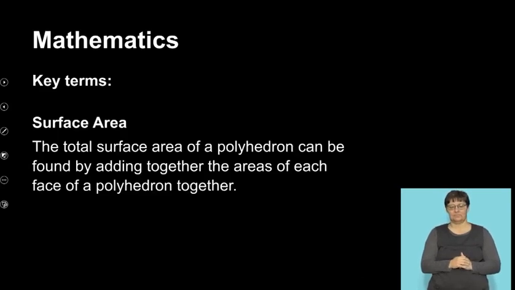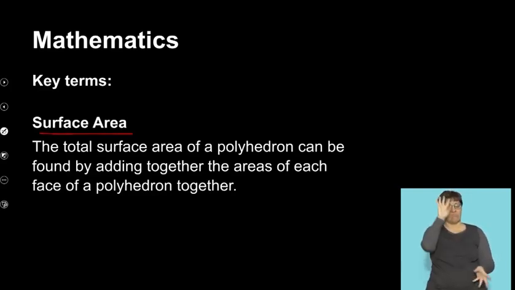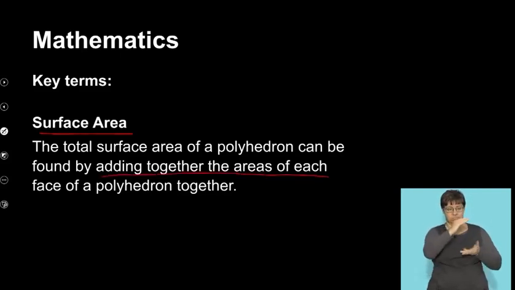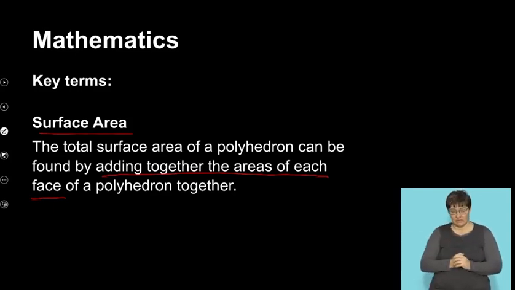So, just a reminder about surface area. We know that the total surface area of a polyhedron can be found by adding together the areas of each face of a polyhedron. Often a three-dimensional shape is made up of different shapes, or the exterior is made up of different shapes, but the surface area has to do with the total area of the exterior of the particular shape. And by finding the total area of the exterior, that is my surface area. Let's go to the next slide.